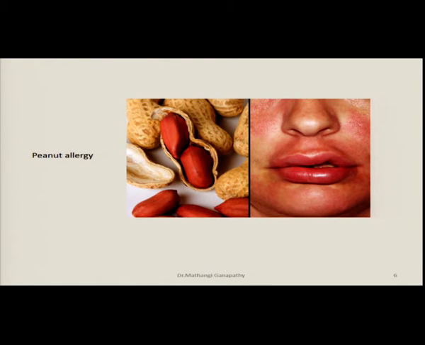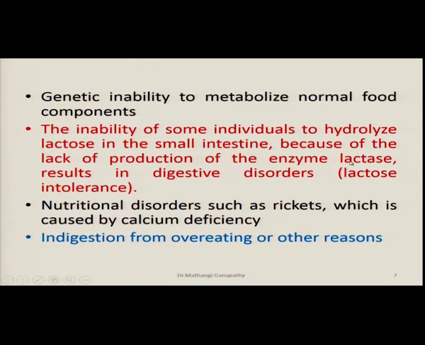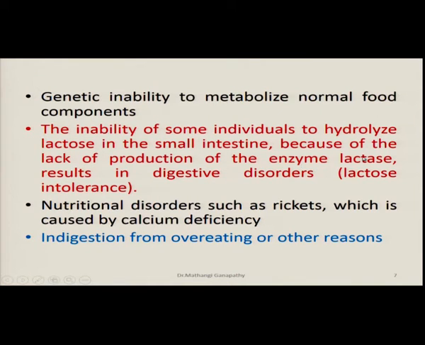Then there is genetic inability to metabolize normal food components. Some people do not have certain enzymes which are required to catabolize certain components. For example, lactose intolerance. Lactose intolerant people do not secrete the enzyme lactase. They do not have the enzyme lactase in the small intestine. Because of this lack, they will not be able to consume any product which contains lactose.